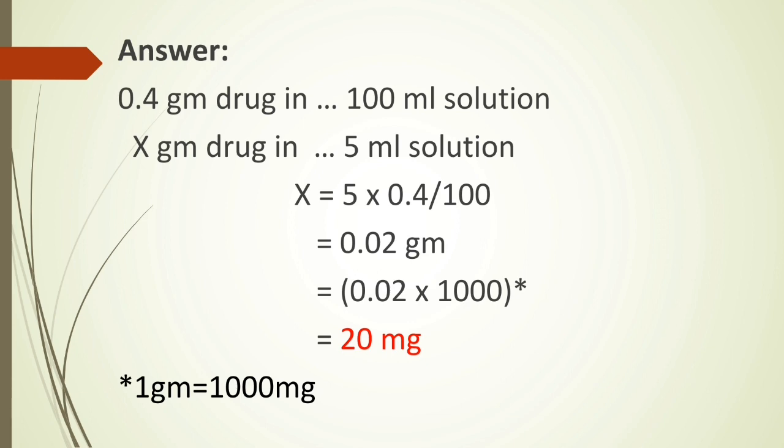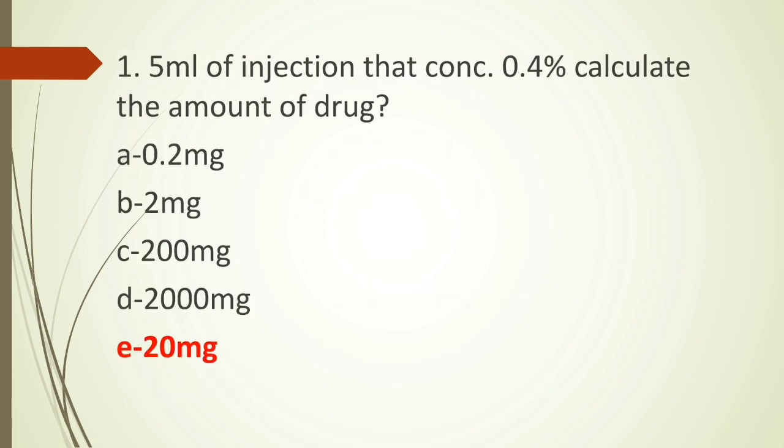Here the answer is 20 milligram. So 100 ml solution contains 0.4 gram drug, so 5 ml solution contains 20 milligram of drug. So for 5 ml of the injection with concentration 0.4 percent, the amount of drug is 20 milligram, and the correct option is option E, that is 20 milligram.